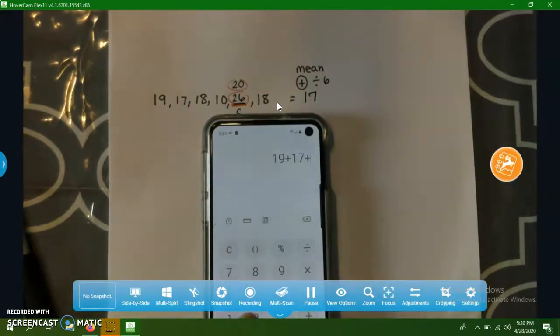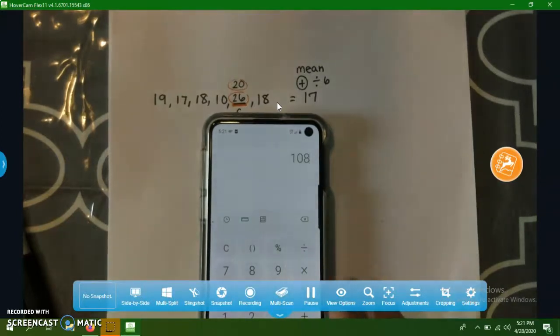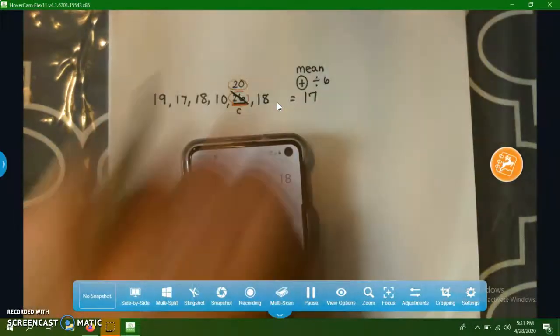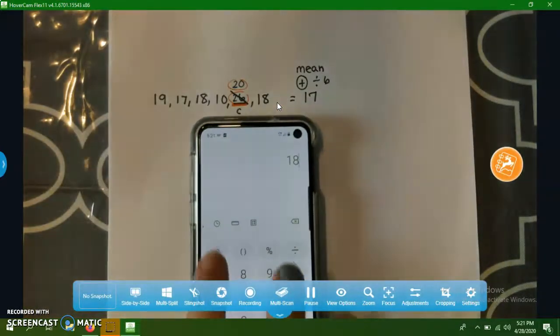Now, I did not put these in order least to greatest. I know that. I said it's just a good habit to get into, but realistically with mean, it's not going to change the mean. So what I did there is I added all those up with 26. Now I'm going to divide by 6 numbers, because that's how many numbers there are in my data. And I got 18. So see, 26 did not work. So I either made a mistake with my calculating, or 20 is going to be the answer.